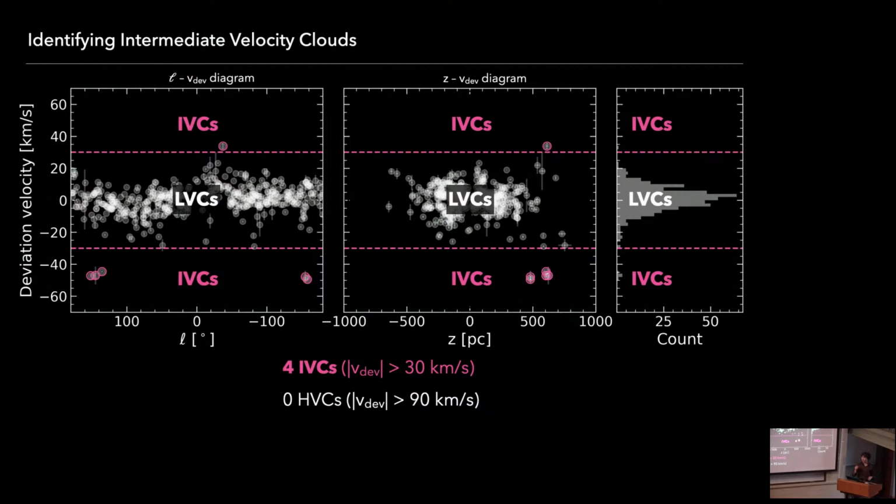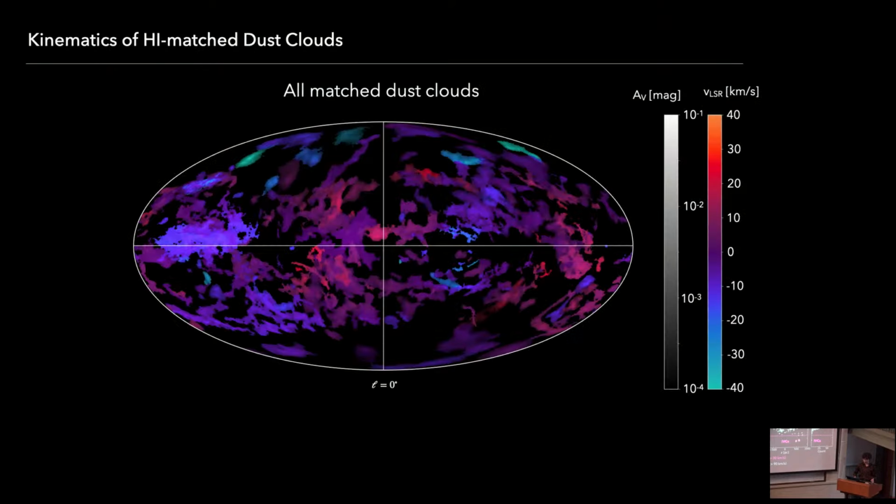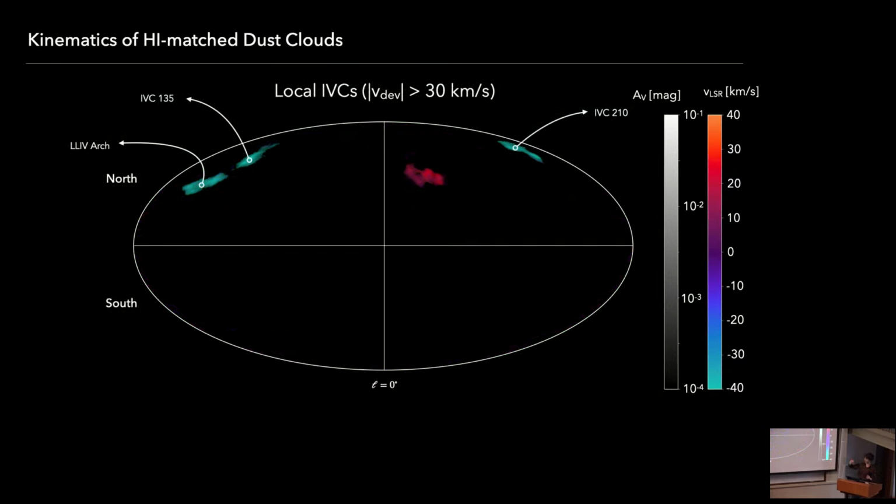So in total, we find 4 IVCs. And for disk halo enthusiasts in the room, we find no high velocity clouds in this sample. So we find 4 IVCs in 3D for the first time. On sky, if we fade out, these clouds are pretty easily apparent. A few of these are well-known clouds. I'm showing their names here.